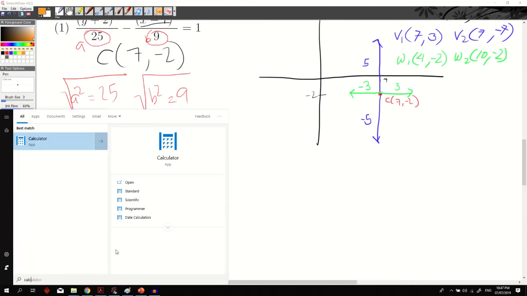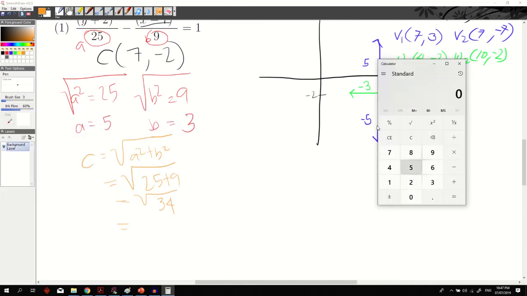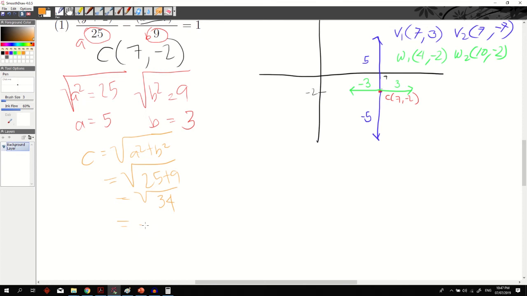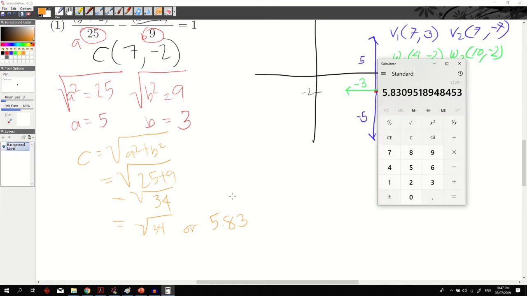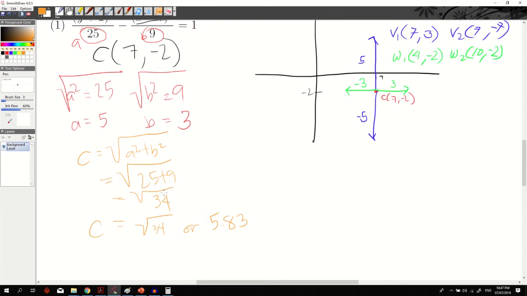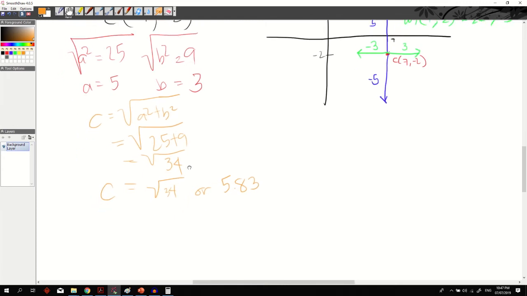Okay, let's do the calculator technique. First we check that 25 plus 9 is equal to 34, then we square root it. Okay, so we just put here the square root of 34, which is 5.83. Okay, so we have here our C.